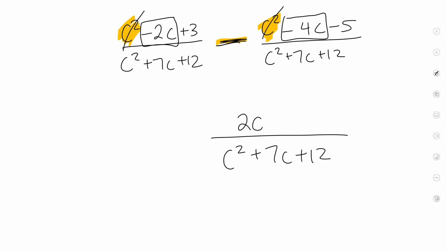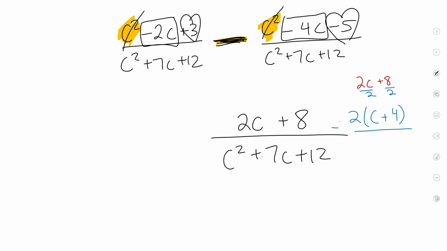Next, what is 3 minus -5? Yep, 8. Okay, now we can try to factor it. We can factor this to simplify it. So guys, let's look at the numerator here. I have 2c plus 8. What can these both be divided by? 2. So 2 will go on the outside. I'm left with 8 divided by 2 is 4. Okay, so this is the numerator.